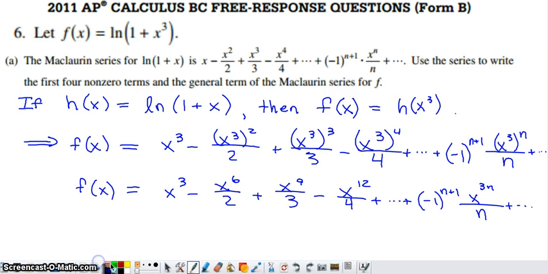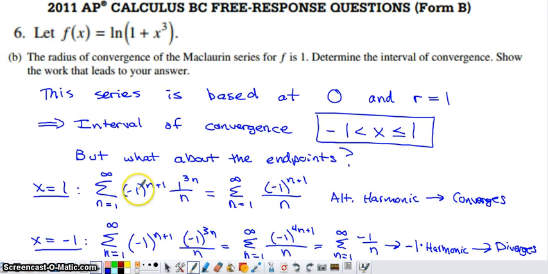In part B, they wanted us to figure out what the interval of convergence for this series actually is. Now they were nice and told us that the radius of convergence is 1. Well, since this series is based at 0 because it's a Maclaurin series and our radius of convergence is 1, we know the interval of convergence has to go from -1 up to 1, right? Up 1 from 0, down 1 from 0.